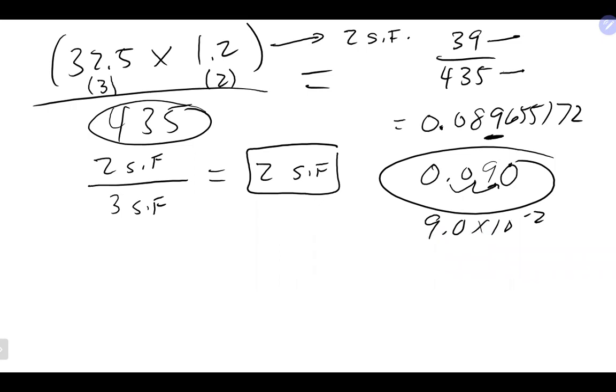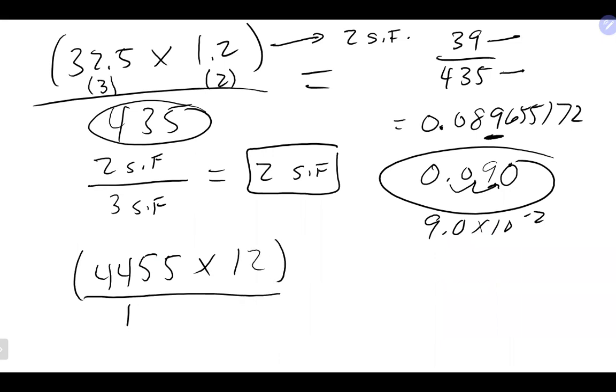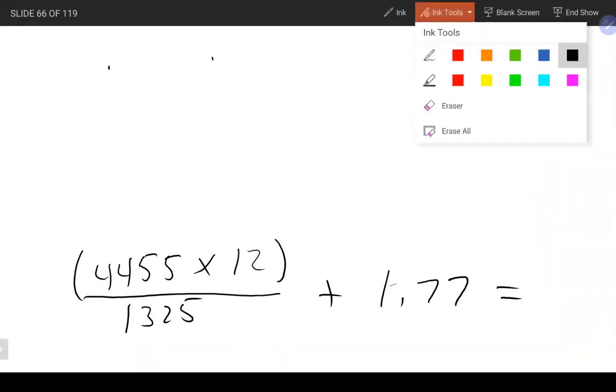Question on that. So let's say we did 4455 times 12 divided by 1325, and then let's just add it to 1.77. I will do it as well because, again, I just made it up. So let's see. Okay, let's take a look.